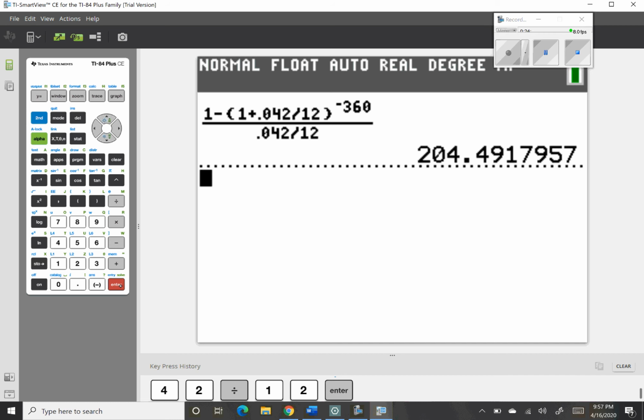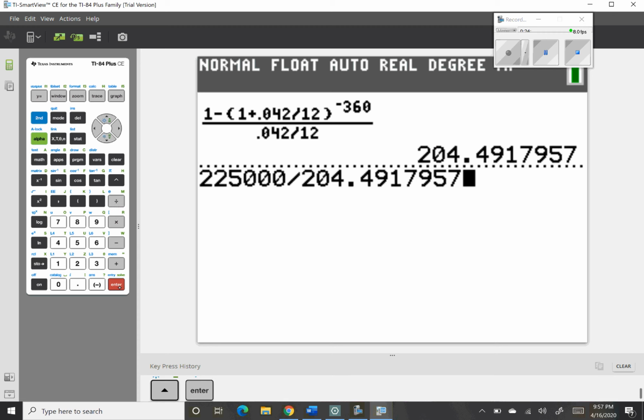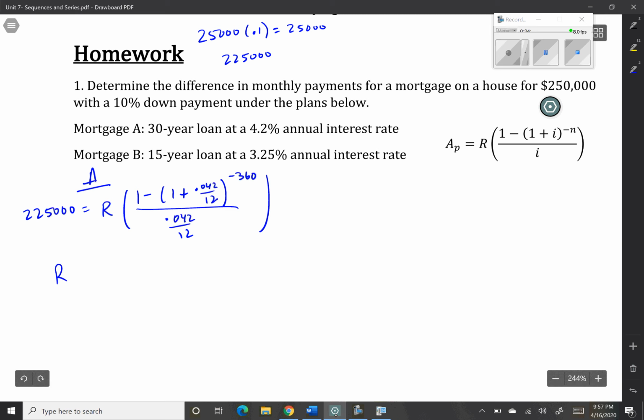Now remember, I want to divide that number to the other side. So I'm going to take $225,000 and I'm going to divide that number. And that's going to give me a monthly payment of $1,100 and 29 cents. Not too bad. All right, let's talk about mortgage B.